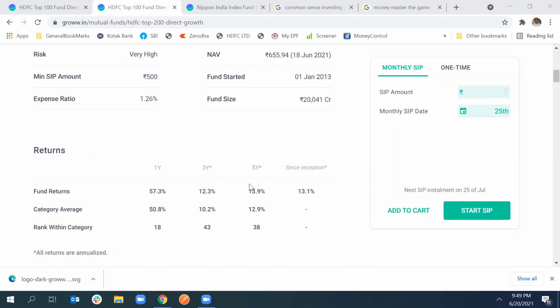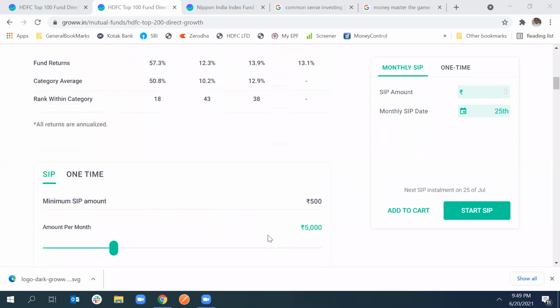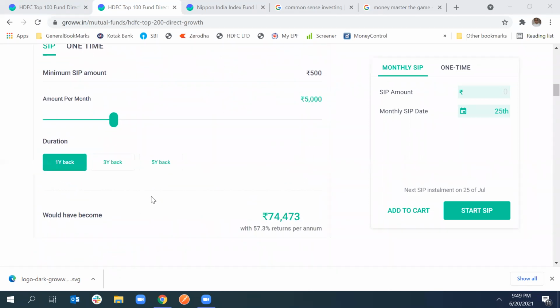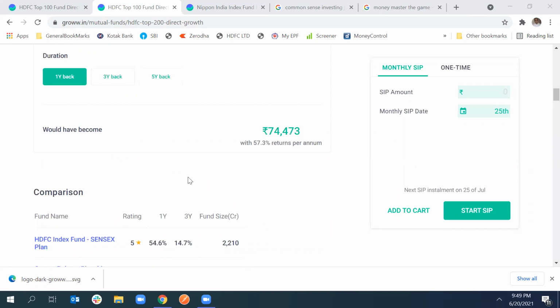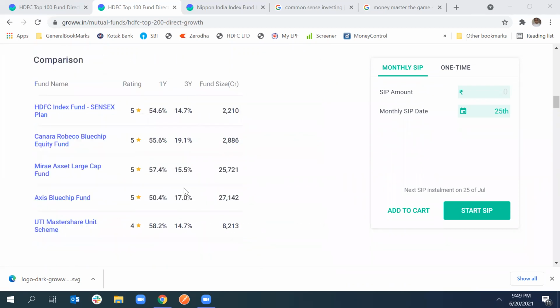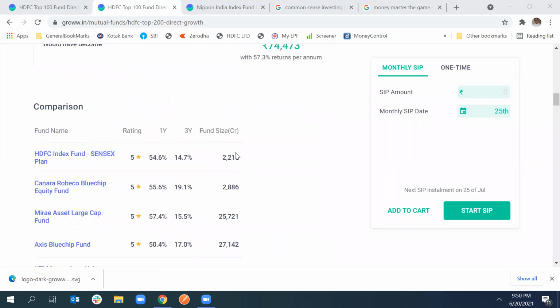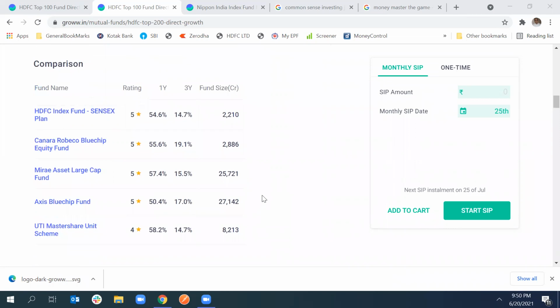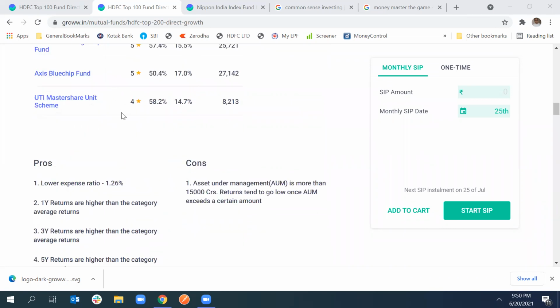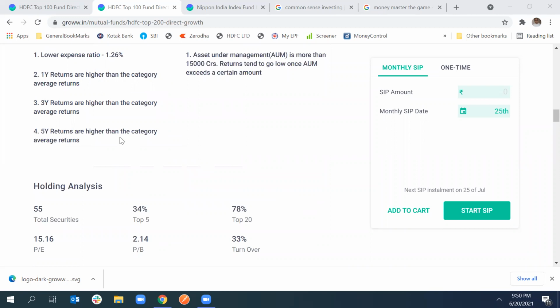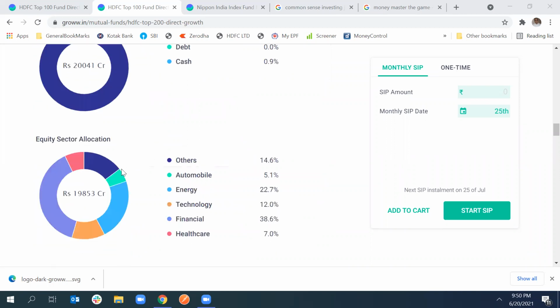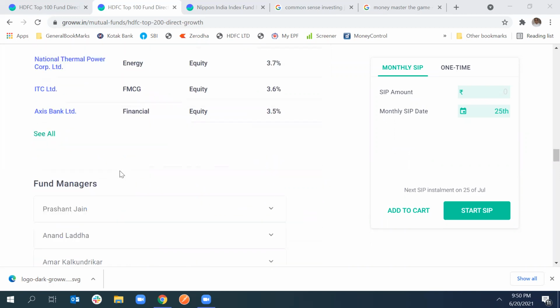So here the performance is comparatively good compared to the peers in this category. Duration and all those things are fine, but the important aspect here is the fund name. These are the comparative funds, I mean, you can say similar funds in the category. You can choose among them as well. And then the important aspect, you need to come down here and see.